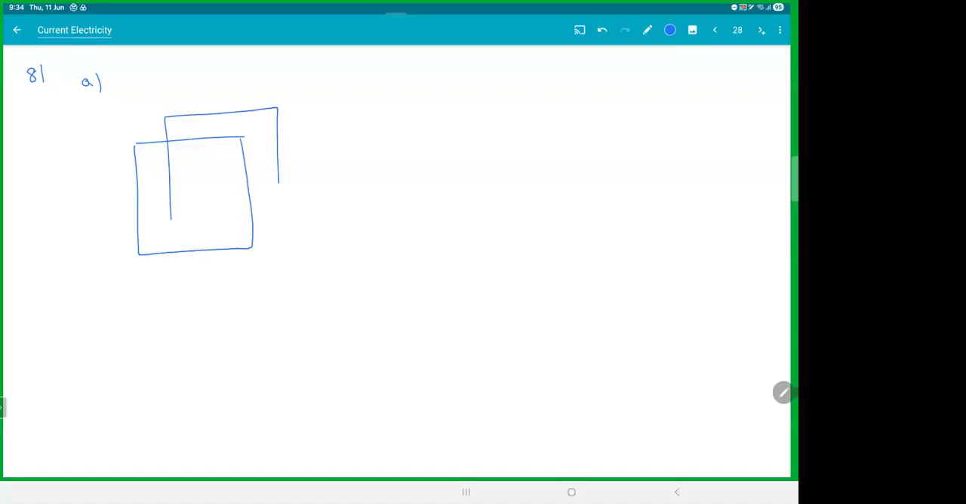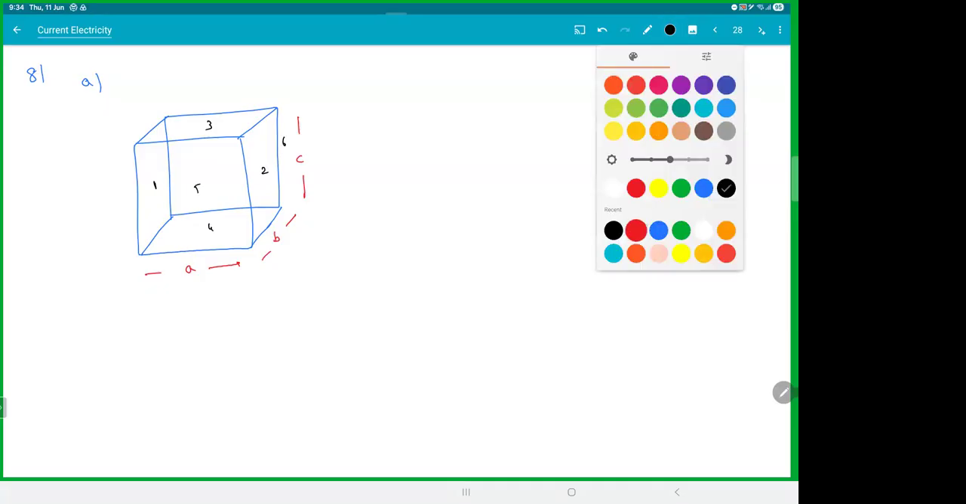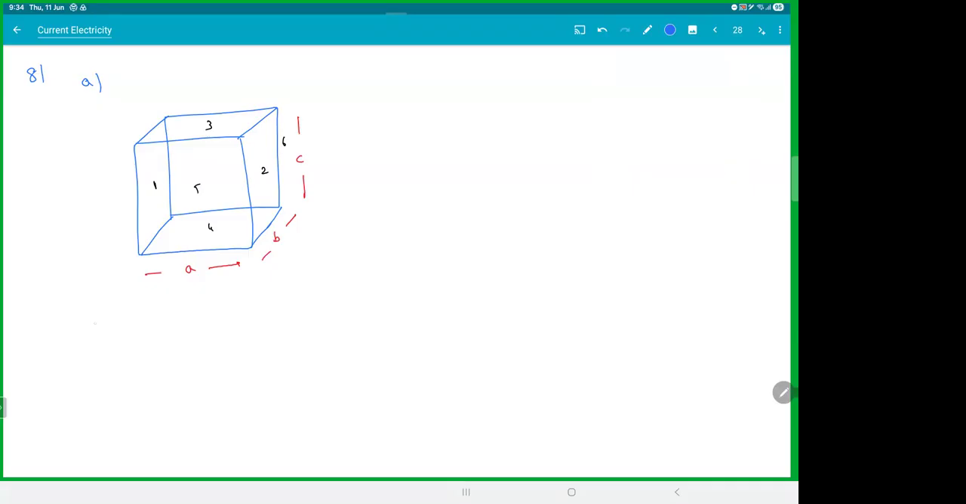We got a cuboid here. This is A, this is B, and this is C. This is phase 1, phase 2, phase 3, phase 4, phase 5, and phase 6. So if you connect the battery between 1 and 2, 3 and 4, and 5 and 6, you can connect the battery in different phases. Find the ratio of resistance R12, R34, R56. Meaning if you put the battery between 1 and 2, what is the resistance? 3 and 4 resistance, 5 and 6 resistance.